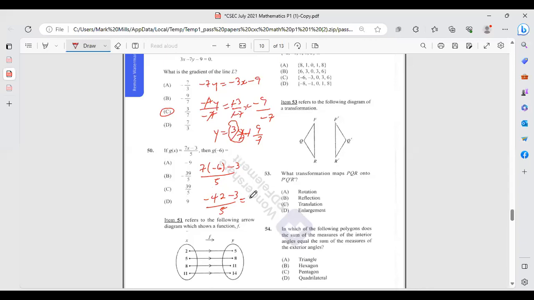Sir, 39 over 5. So now when we work out this negative, you hold 42 and you hold 3, what do you get? Positive. Negative 45. Negative 45 over 5. So when we cancel, what do we get? Negative 9. All right. So this will give you negative 9, that means A.